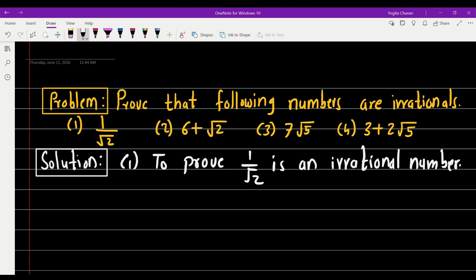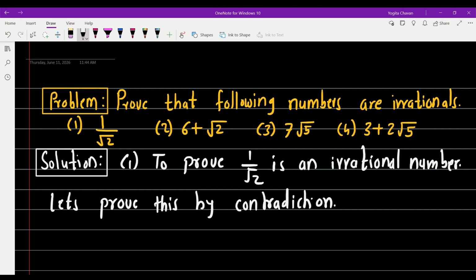Now let's prove this by contradiction. To prove 1 by root 2 is an irrational number, we are going to use contradiction. So suppose 1 by root 2 is a rational number.